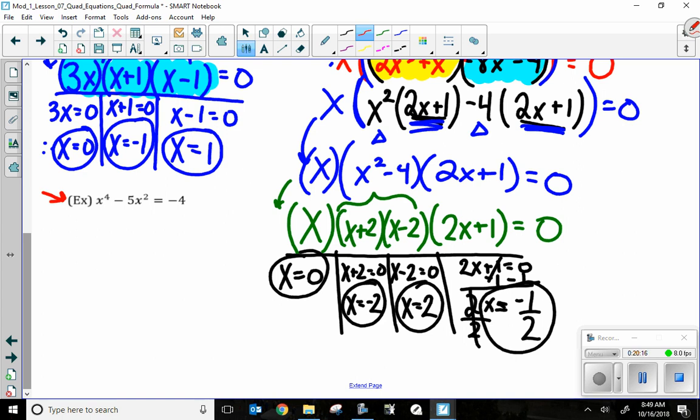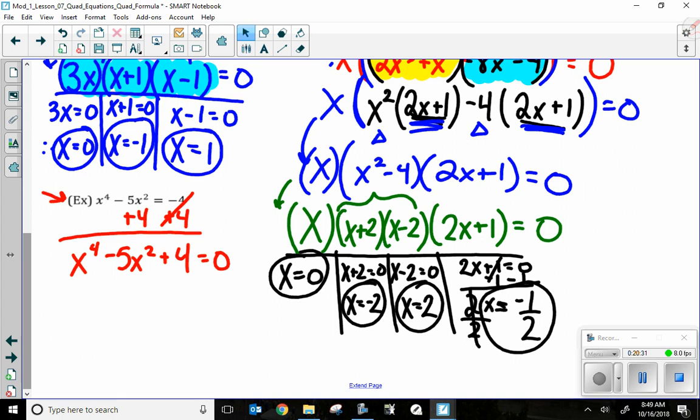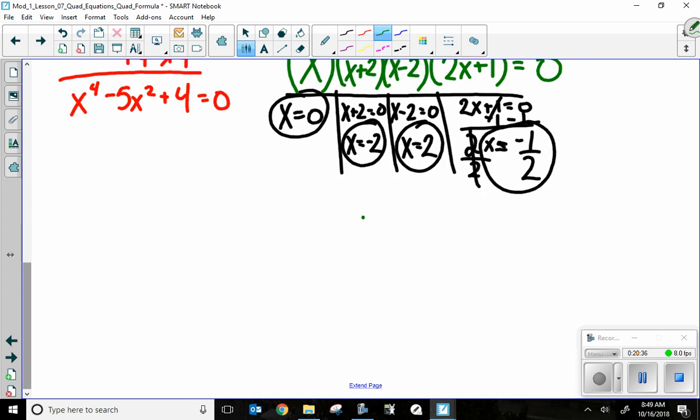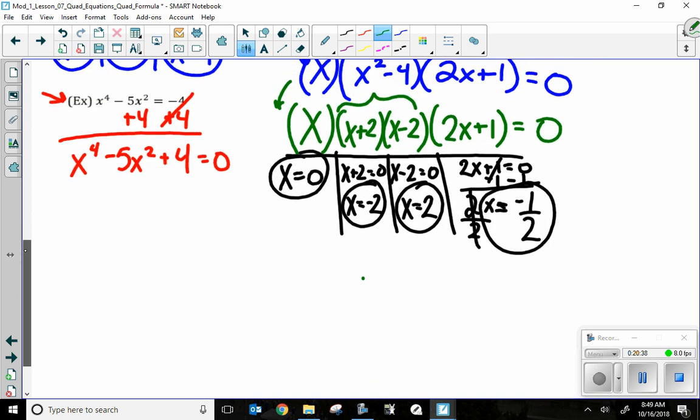All right, let's start, same deal, set it equal to 0. Plus 4, plus 4. So I've got x to the 4th minus 5x squared plus 4 equals 0. Okay? This is a factor-sum factoring method. But keep in mind, I should get 4 answers. So I should have 4 sets of parentheses.